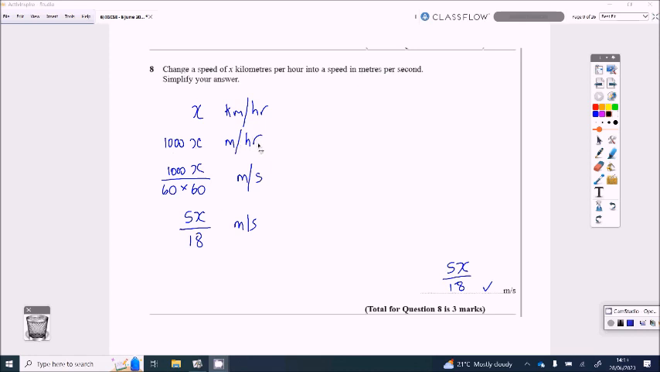Now, to go from hours to minutes, you're going to divide by 60. And from minutes to seconds, you're going to divide by 60 again. So converting this into meters per second is going to be our 1,000x divided by 60 and 60 again. So 1,000x over 60 times 60. Pop that 1,000 over 60 times 60 into your calculator, you get 5 over 18. So our final answer is 5x over 18.